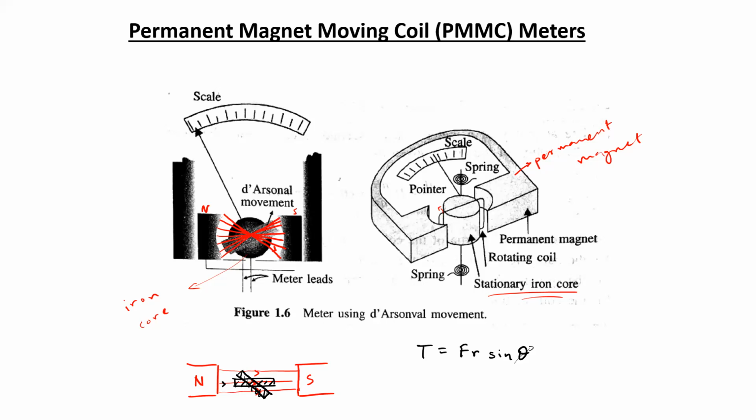Sir, I have a question. Yes. Sir, from electromagnetic theory, we know that the magnetic flux lines don't cross each other. So how are they crossing each other here?